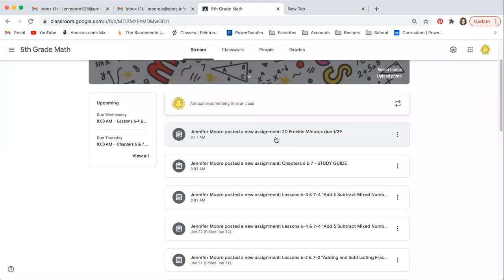And then lastly, as we do each week, we have 20 Freckle minutes that are due Friday at 3 p.m. So log in to the adaptive math section at your convenience.